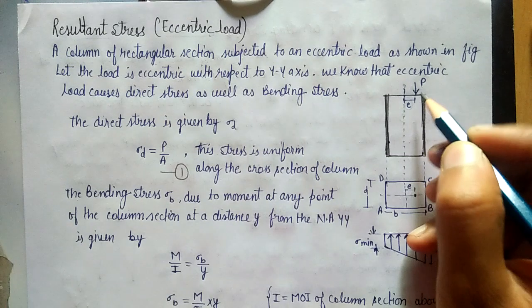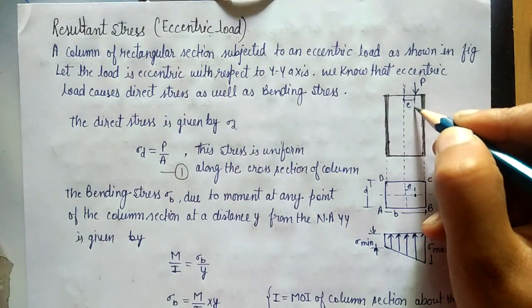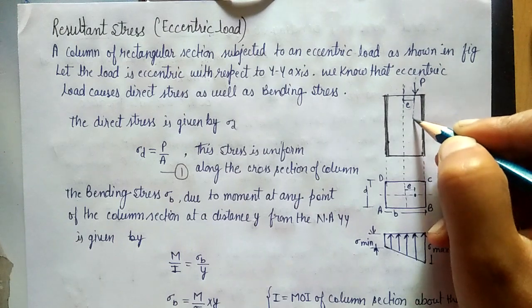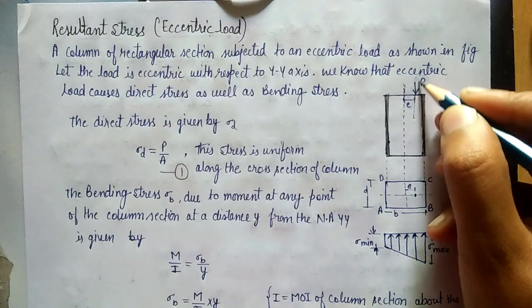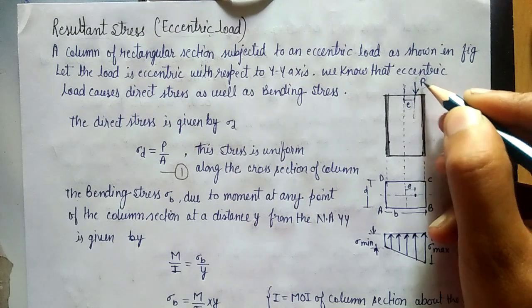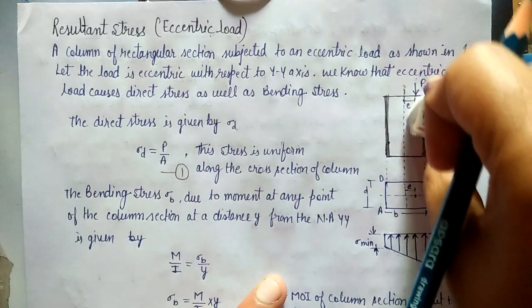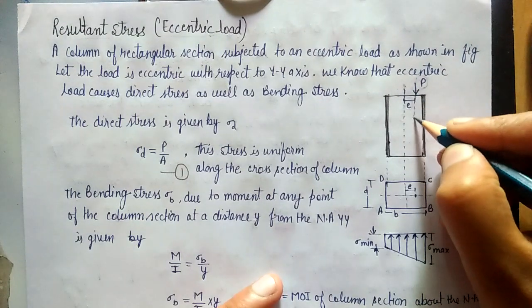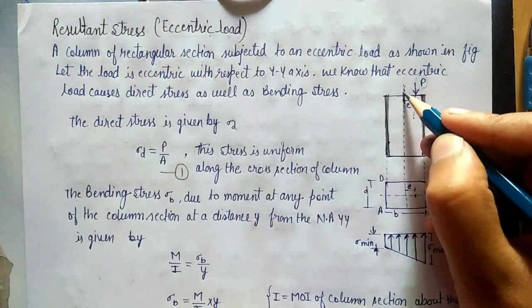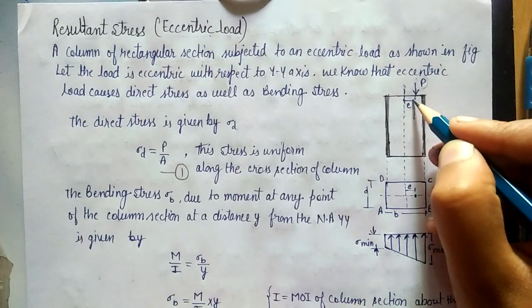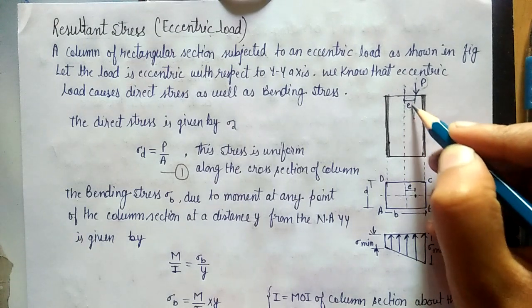That means the distance between the line of action of the load, the line in which the force is acting, and the axis of the structural member or column is known as eccentricity. This is known as eccentricity.